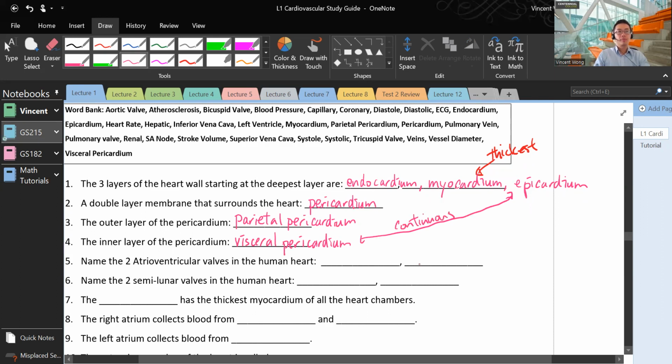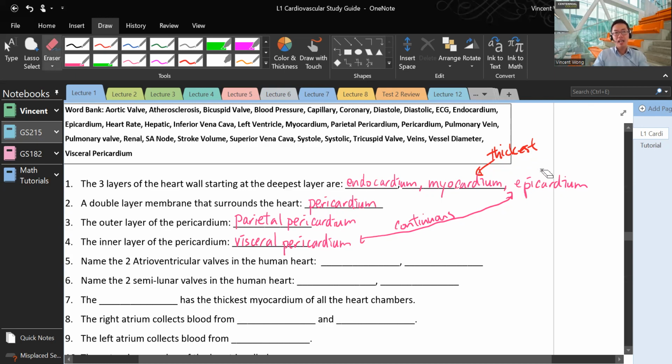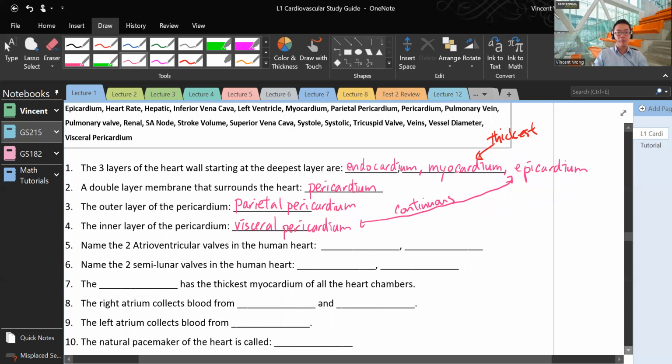Okay, so these two things are continuous with each other. If you find it hard to visualize, the best analogy I could come up with is grilled cheese sandwich. You got your toast and you got the cheese. They really are two things, but when you melt the cheese on top of the toast, the two becomes one, yet you can still kind of see the two things separately. So that's kind of what the epicardium and the visceral pericardium is like.